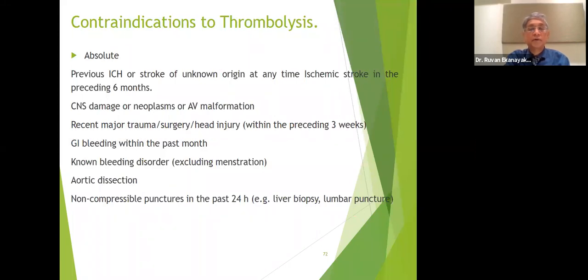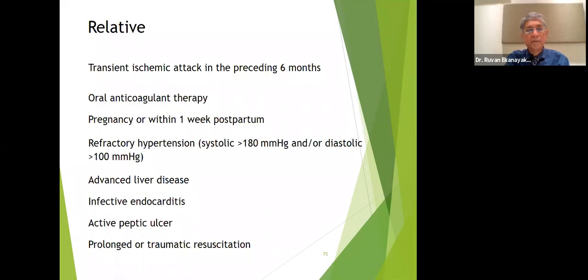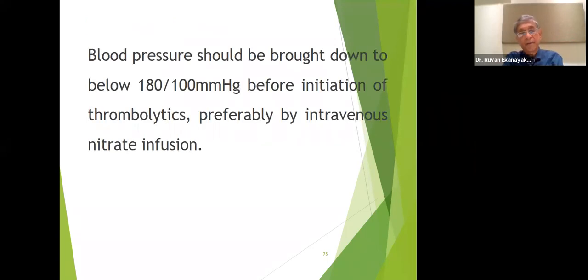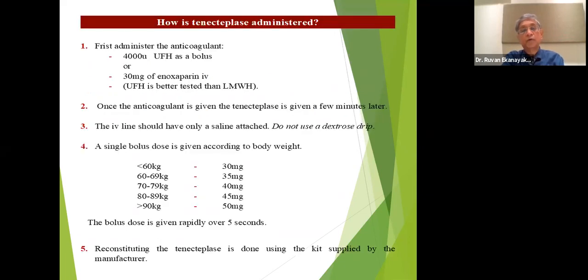Now, contraindications to thrombolysis, you all know. I will not go over that. There are absolute and relative contraindications, but there are also non-contraindications. Remember, if the patient is having menstrual cycles, you can give thrombolytics. There is no contraindication. If the patient has had an acute ischemic stroke within the last 4.5 hours, still it can be given, and in fact, it is indicated for these patients. If the patient is on warfarin sodium, if the INR is less than 2, it is not a contraindication for the use of thrombolytic agents. A blood pressure below 180 by 100 is required, and if it is higher than that, nitrate infusions are the best drugs that you can give to reduce the blood pressure.